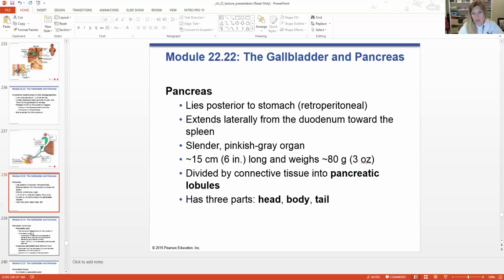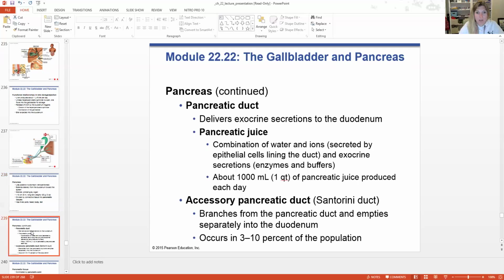There are 3 parts to the pancreas: the head, the body, and the tail, and the pancreas as a whole is divided into lobules, much like the liver. So the pancreatic duct is how these secretions get into the duodenum. The pancreatic juice that is secreted is mostly water and ions, all the enzymes, as well as buffers.